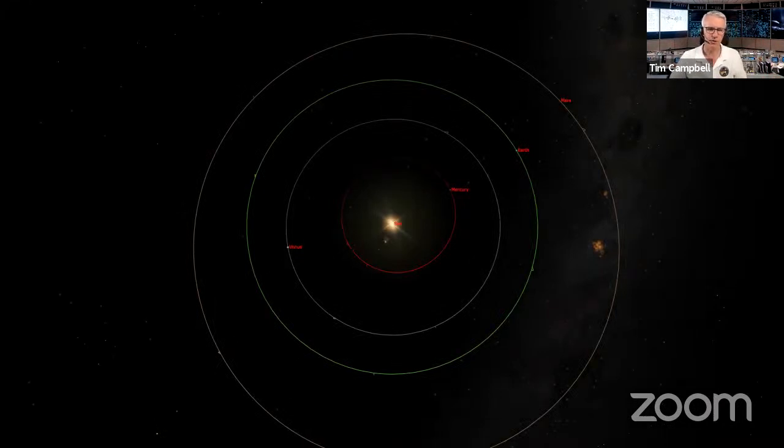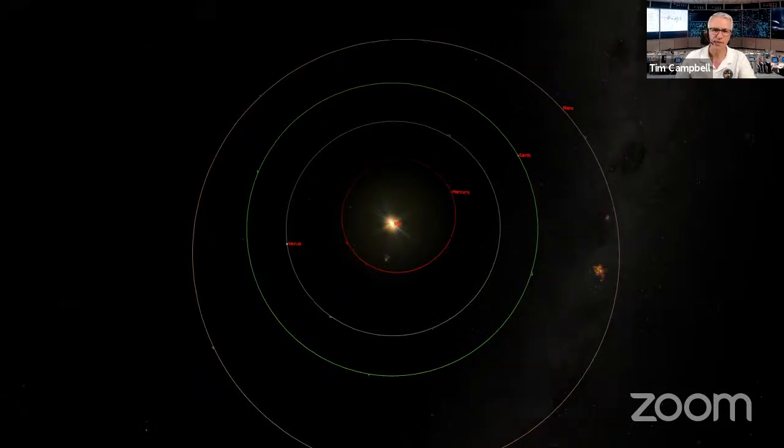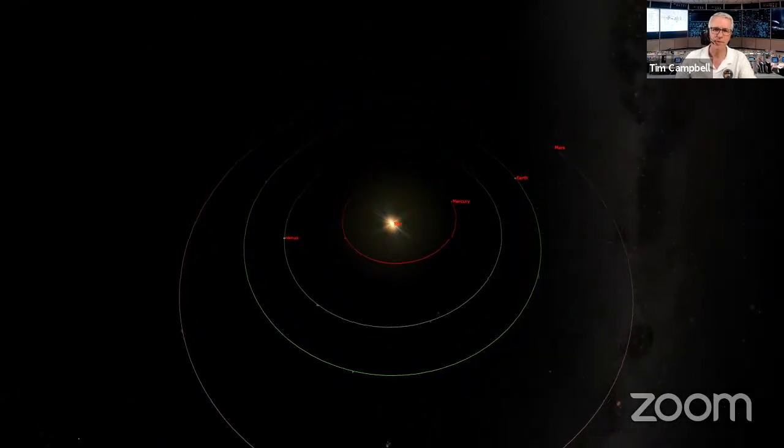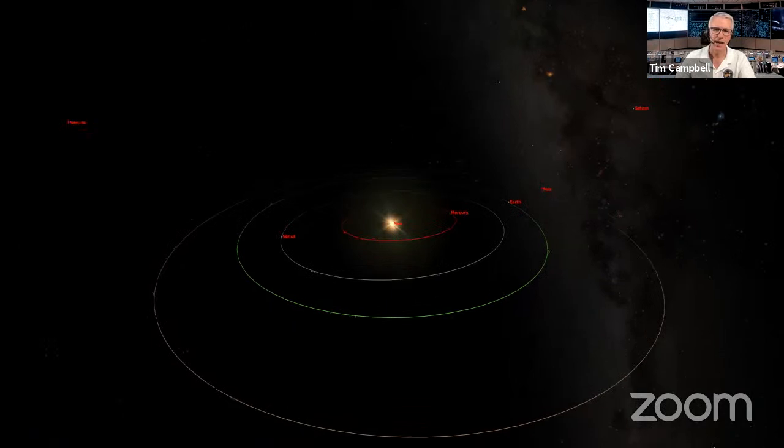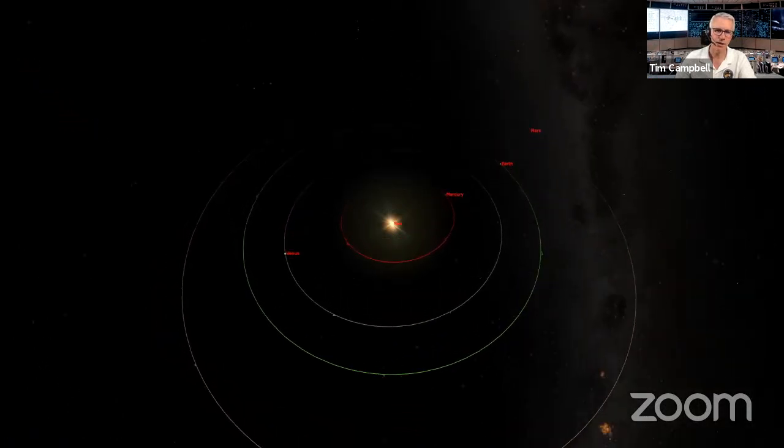So the next simulation I'd like to show you is just a view of the inner solar system, and there are a couple of things I want to point out here. First of all, notice that the orbit of Mars, the outermost ring, if I move this up a little bit, is pretty elliptical. So these orbits are not particularly round. In fact, all orbits are elliptical, if I move it around.